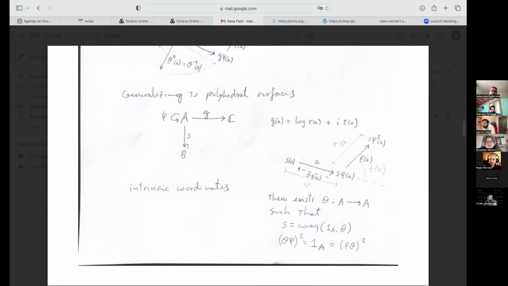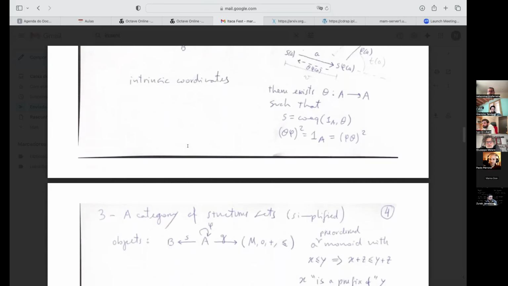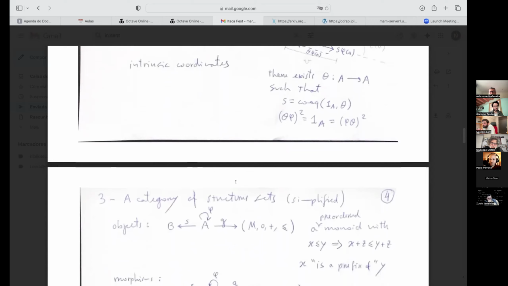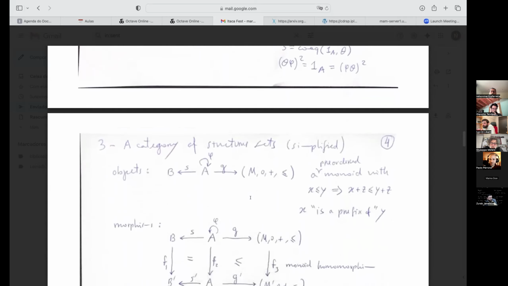Okay, this is a motivation to define a category of structured sets. And I've simplified a little bit. There are more things to it, but essentially the objects are diagrams of this sort, where we have here a preordered monoid, which encodes the type of data.